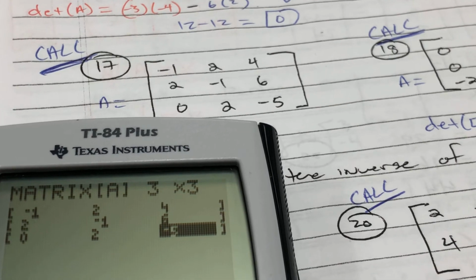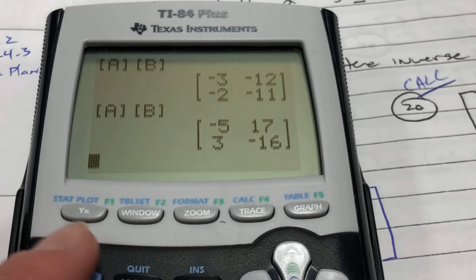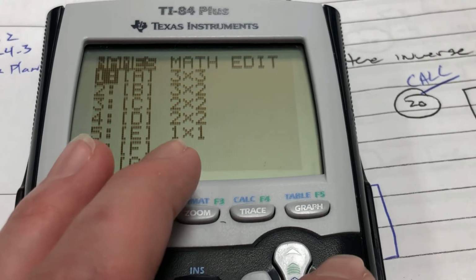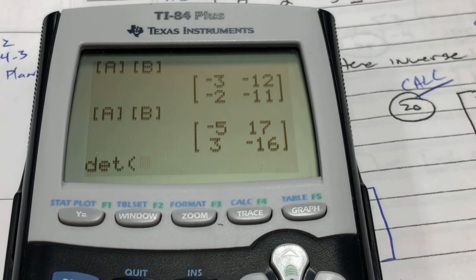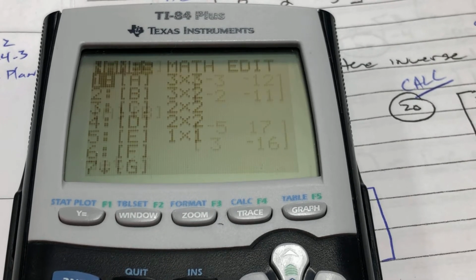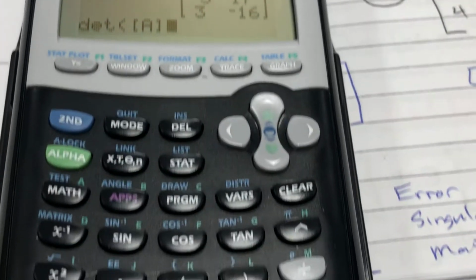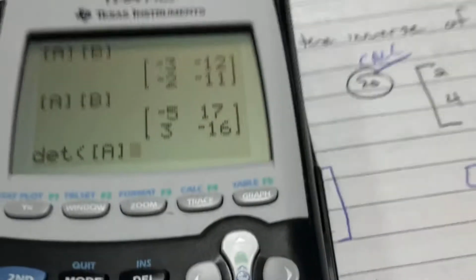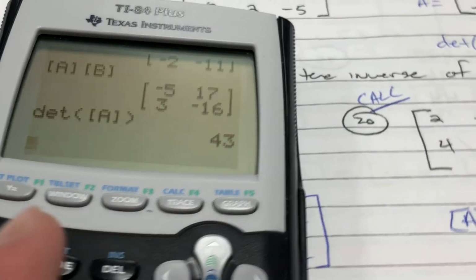Now, I'm only messing with matrix A, so I hit second mode. I want the determinant of A up here, so I hit second x to the negative first, get back in the matrix. I go over to math, and that's that first one, determinant. I want the determinant of A, so second x to the negative first, names A, hit enter. I can leave it like that, or I can put the parenthesis around it. And it is a number, and it's 43.